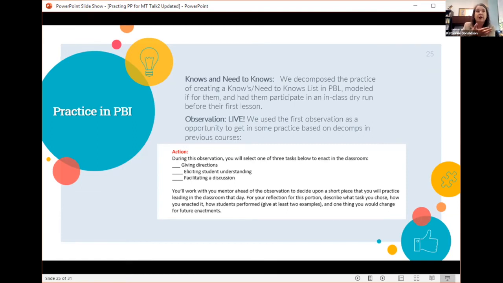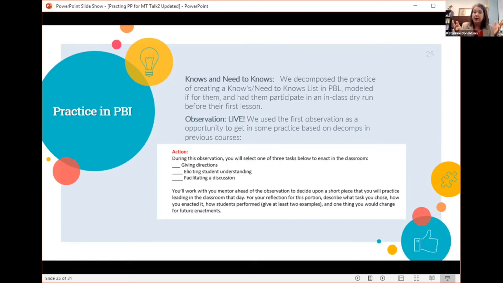In PBI, since they're further along in the course, during their observation, we gave them this list. We said, you can choose. You can give quality directions. You can ask the teacher if you can give the directions that day. You can ask if you can do some eliciting questioning, do some back pocket questions and talk moves, or you can try leading a discussion. And there are decompositions for all those out on the TeachingWorks site.